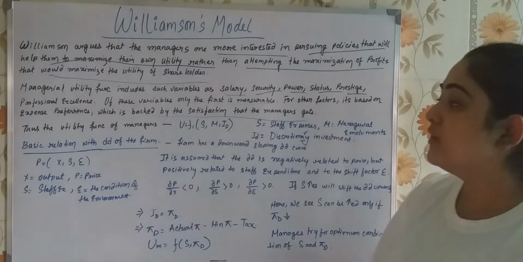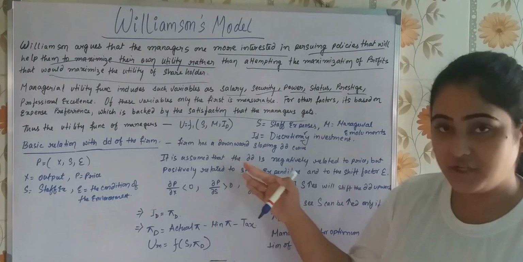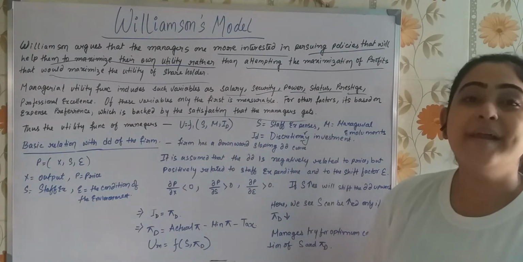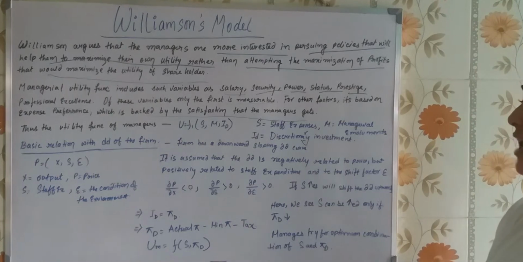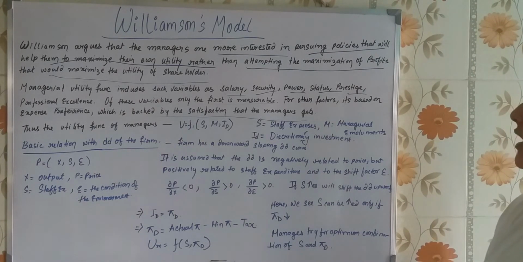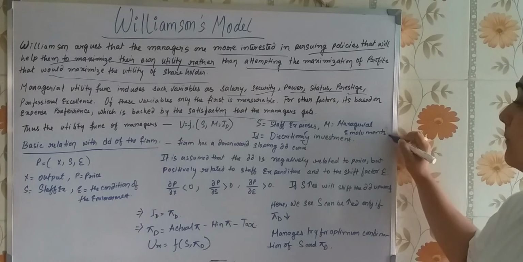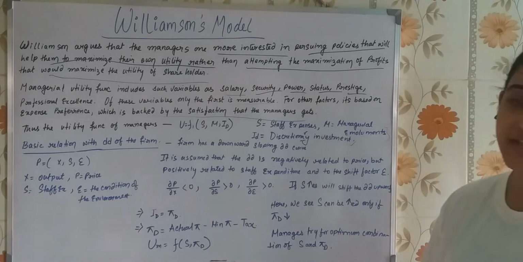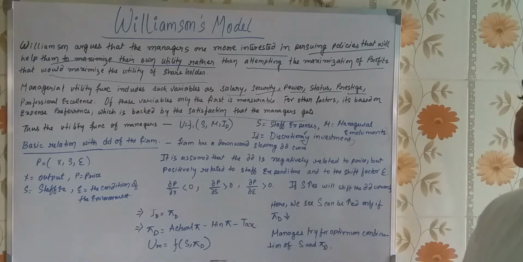Next, if we write the managerial utility function, we see U as a function of S, M and ID, where S is the staff expenses, the salaries. Next is the managerial emoluments, that is M, and ID is discretionary investment. Okay, ID is discretionary investment.